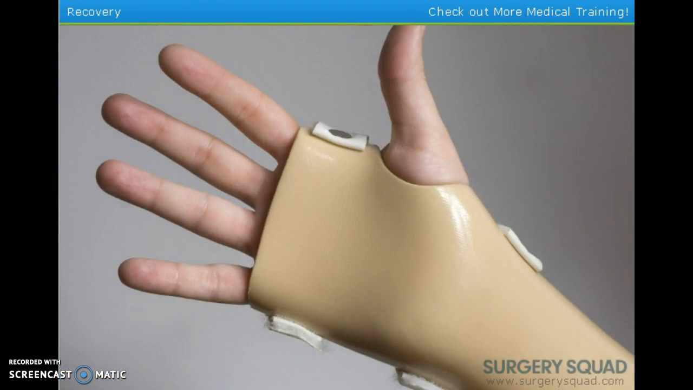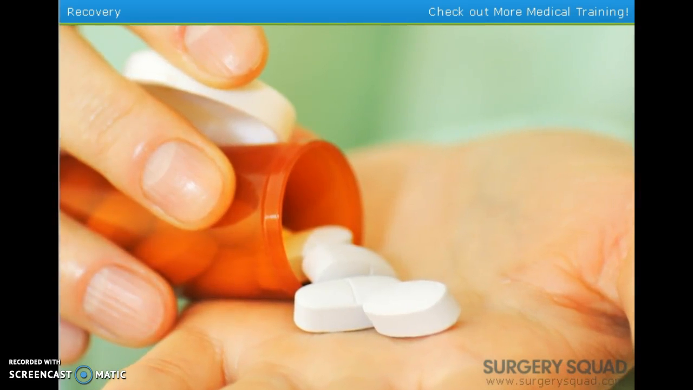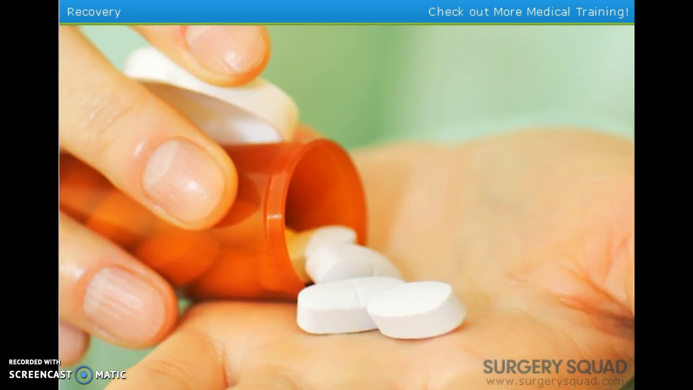We'll immobilize the wrist with a splint and a sling, and after 1 to 3 hours, our patient is sent home to recover. Our patient needs to keep in mind that because of some of the medications we use, he may experience a bit of nausea. He will also be given pain medication to help relieve the discomfort he'll feel in his wrist.